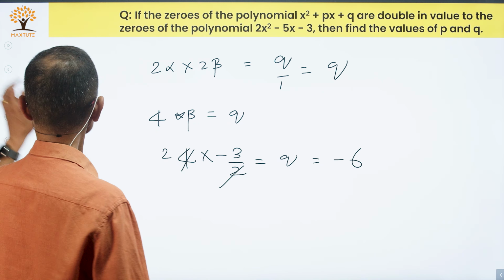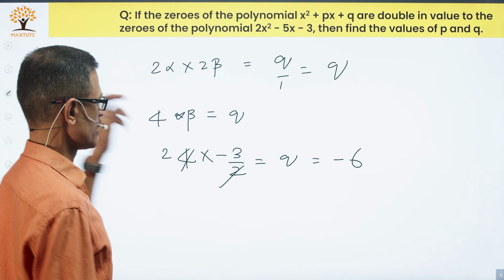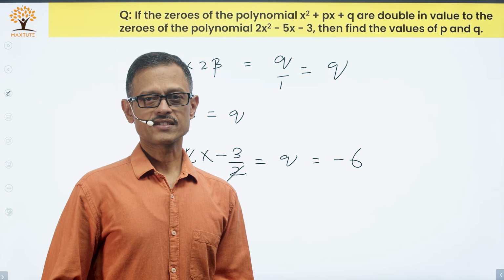So what's the value of p? p is equal to minus 5. What's the value of q? q is equal to minus 6.